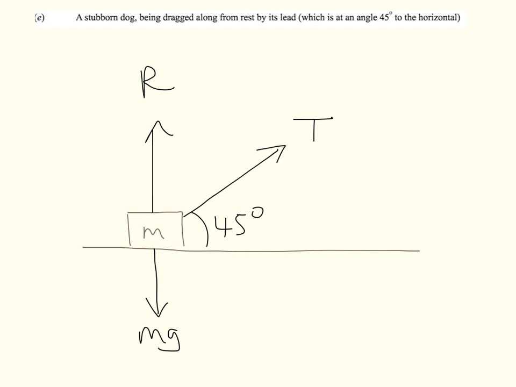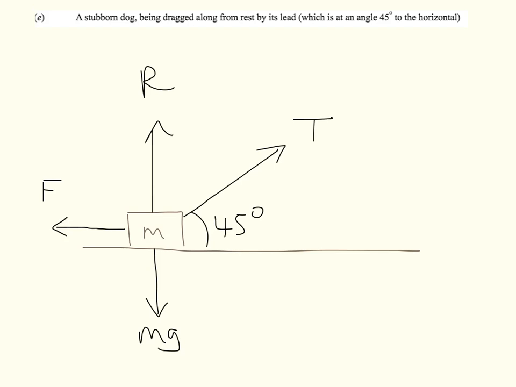We're not told that the surface is smooth, so we should assume it's rough and therefore put in a friction which would oppose the motion. Since it's being dragged to the right, the friction would act to the left to oppose the motion. Those are all the forces.